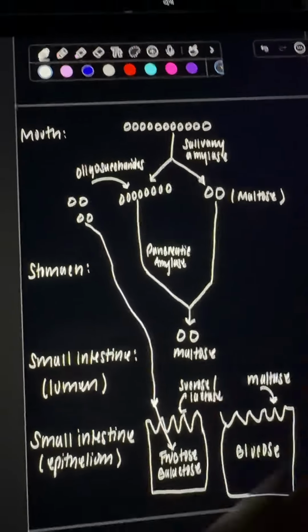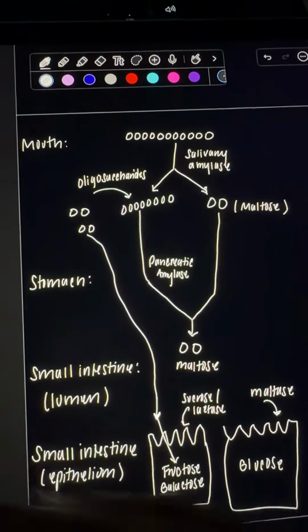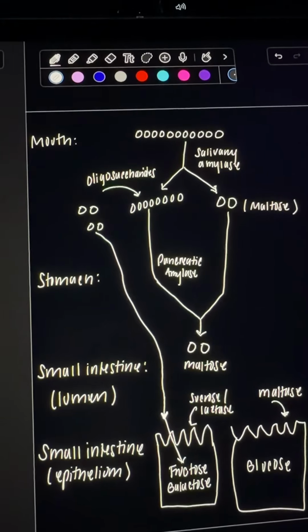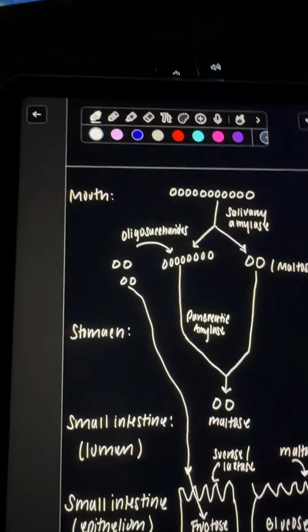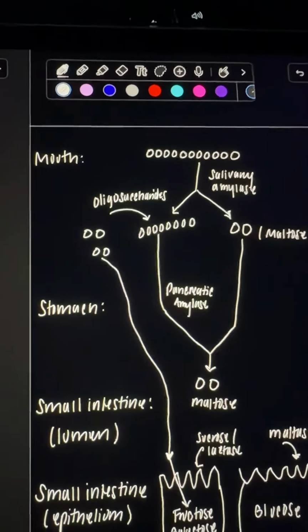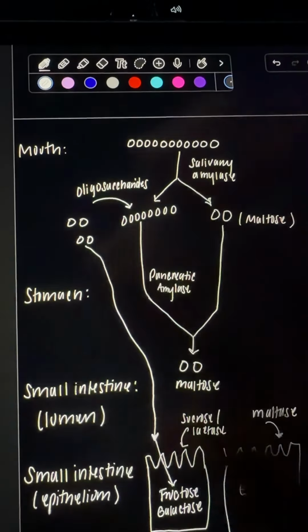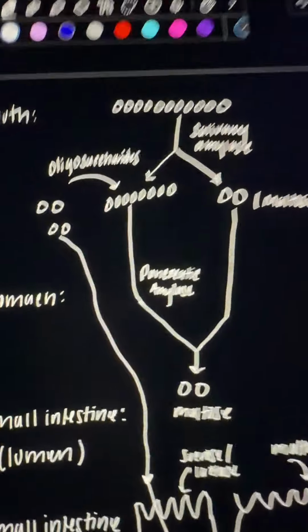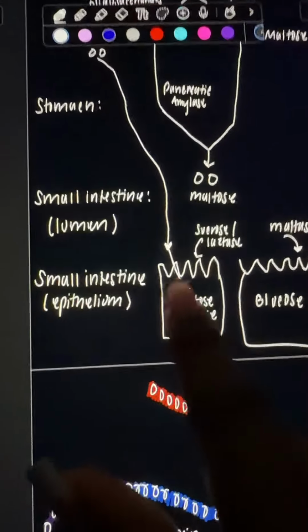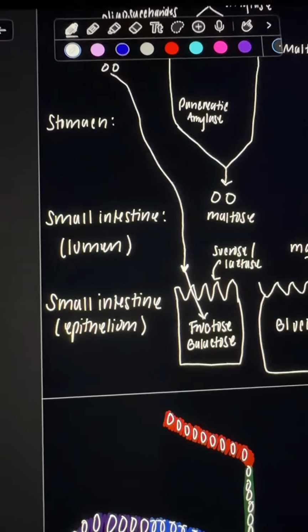But when it reaches the small intestine, the pancreatic amylase will kick in. It will continue breaking down the oligosaccharides into disaccharides. And then the brush border, as we know, is like the microvilli, like the microvilli here.